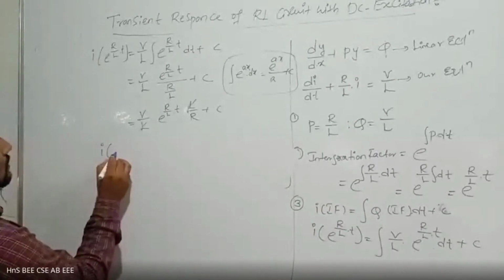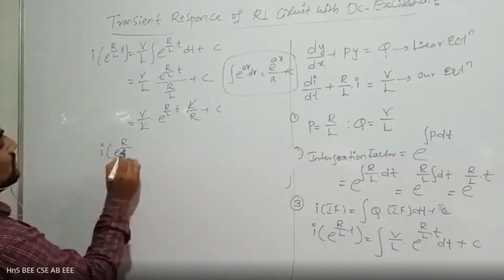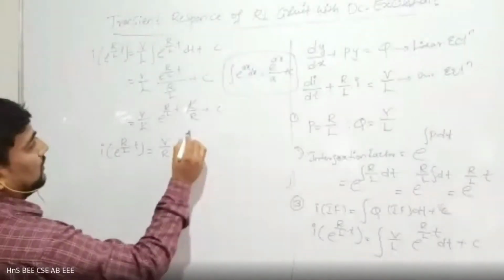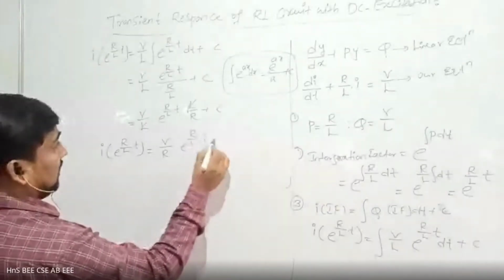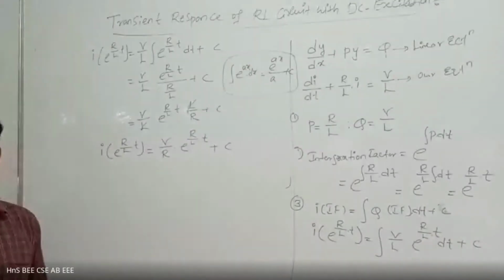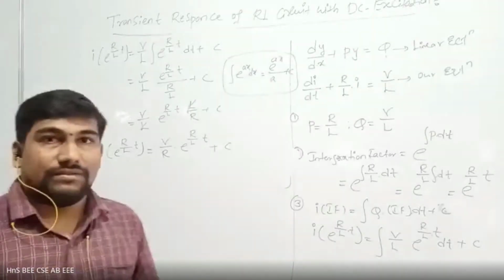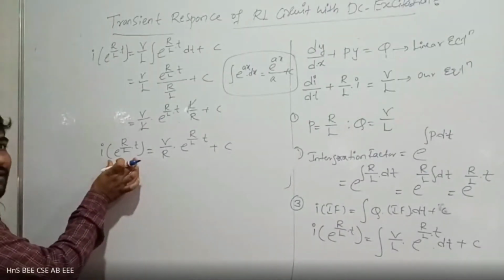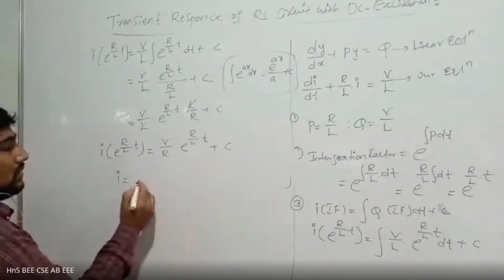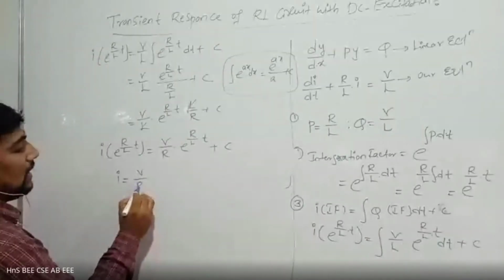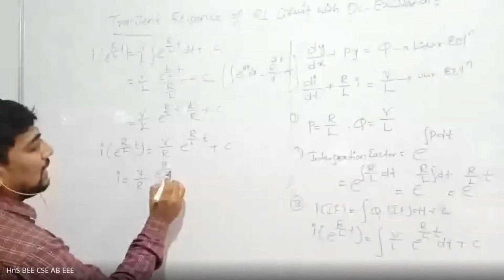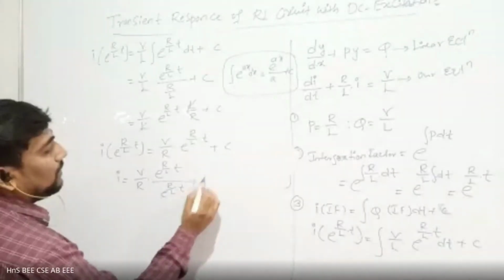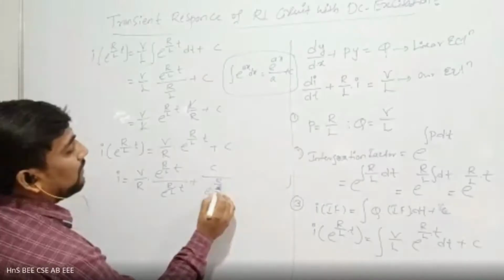I equal to e power exponential of r by l into t, v by r exponential of r by l into t plus c. Okay. Now we want the I equation. We want I equation, that I equal to, you just have to divide the total term with this term. Then we can get v by r exponential of r by l into t by exponential of r by l into t, plus c by exponential of r by l into t.